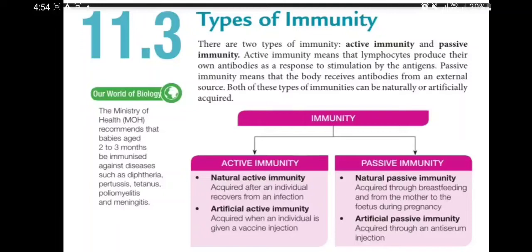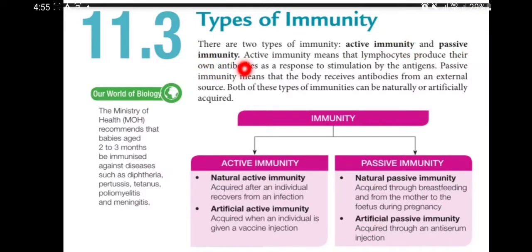Okay, so this is Biology Form 4, Chapter 11, subtopic 11.3, Types of Immunity. Before this, we have learned about the first, second, and third line of defense and also the actions of antibody. So today we are learning the types of immunity. We have two types of immunity, active immunity and passive immunity.